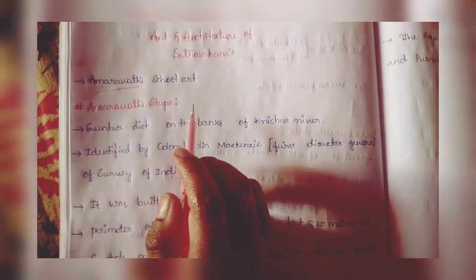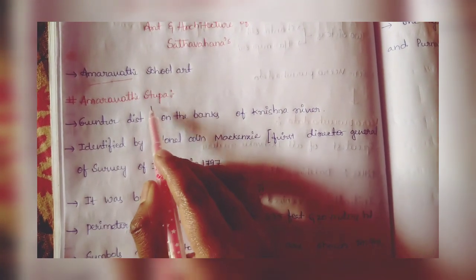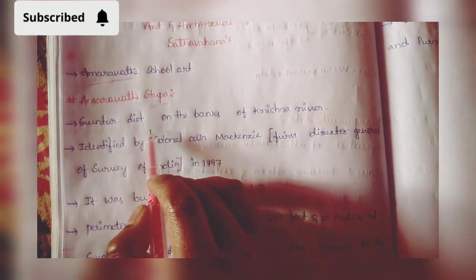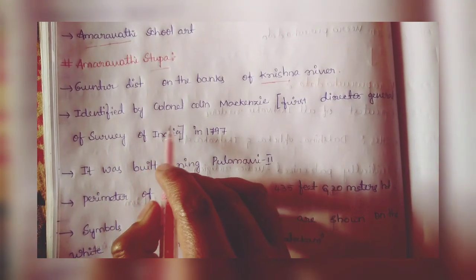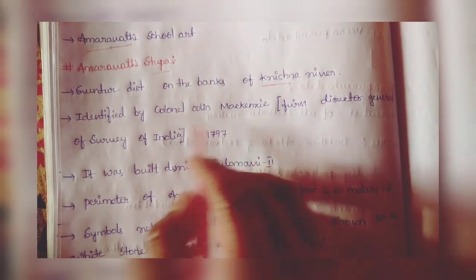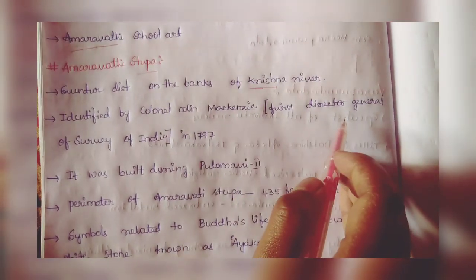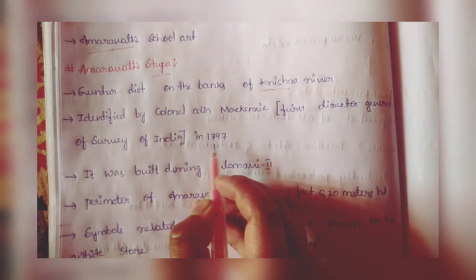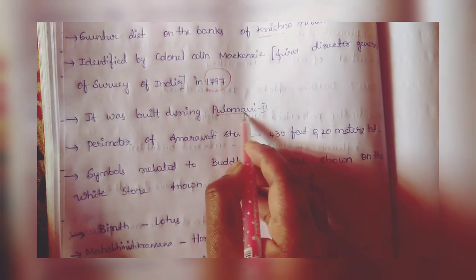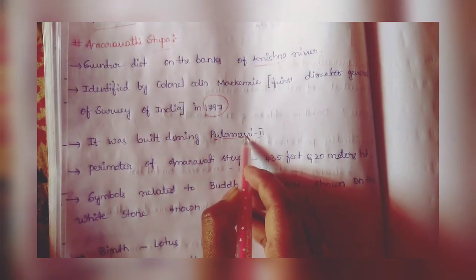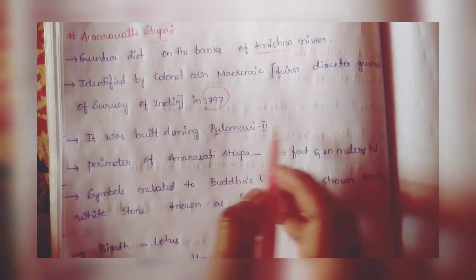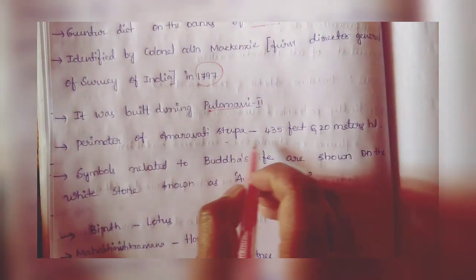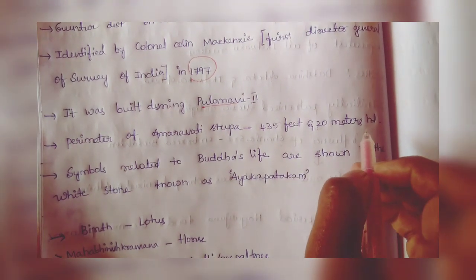Next, first, we are going to discuss the Amaravati Stupa, which is located in Guntur district on the banks of the Krishna river. It was identified by Colonel Colin Mackenzie, the first Surveyor General of India. He identified Amaravati Stupa in the year 1797, and it was built during the Pulamavi II period. The perimeter of Amaravati Stupa is 435 feet and its height is 20 meters.